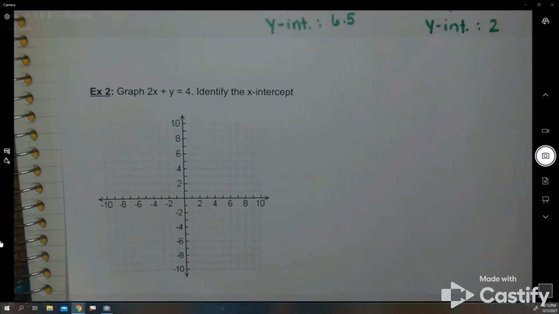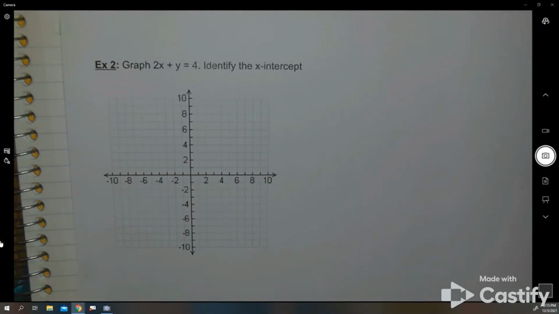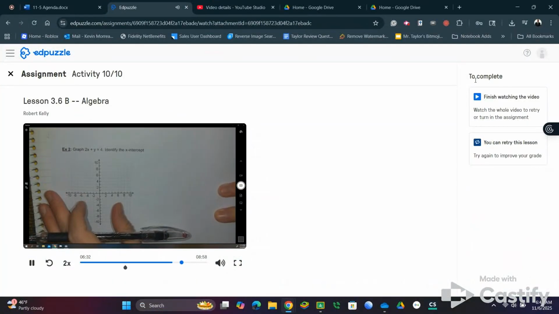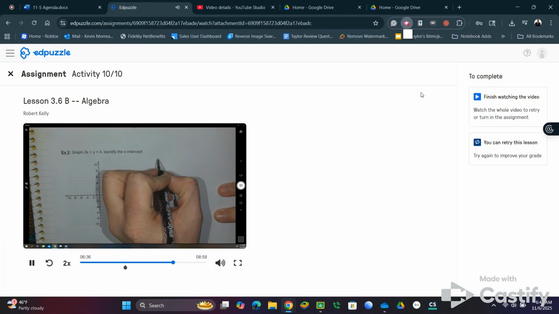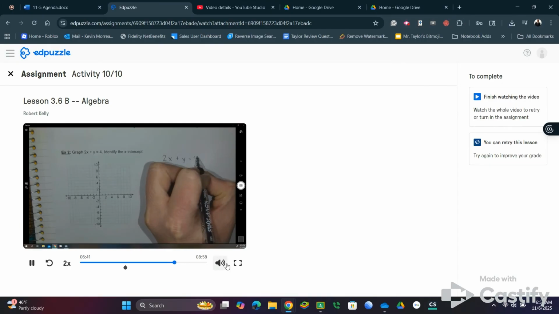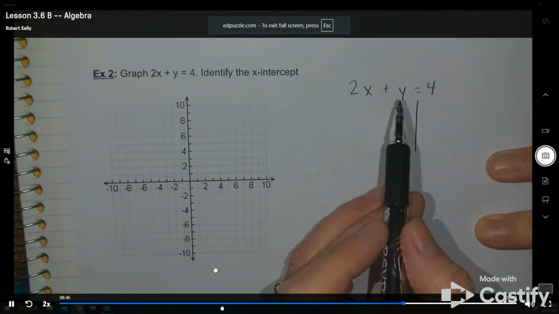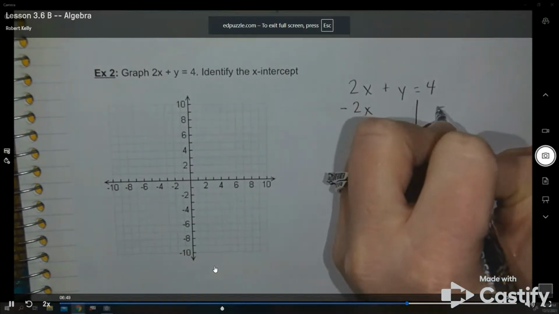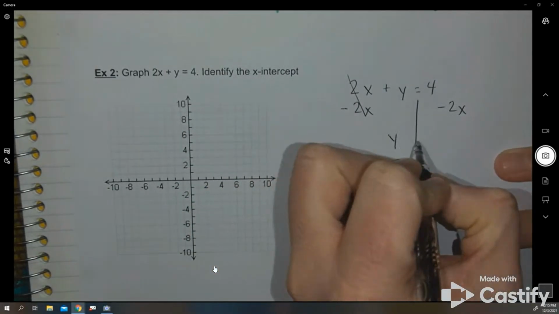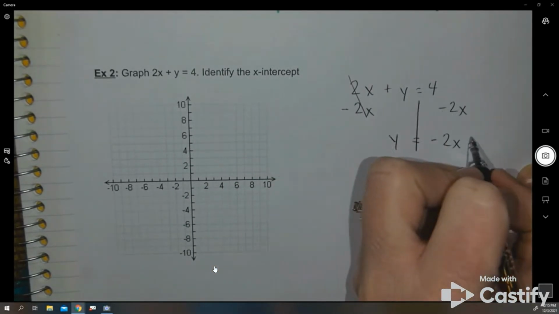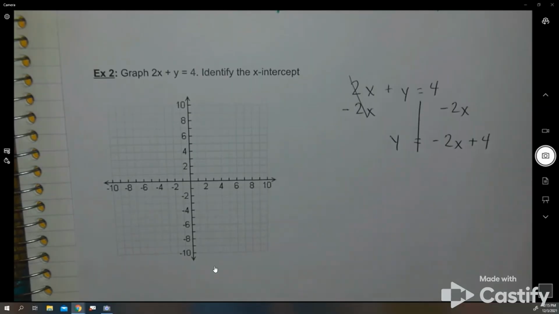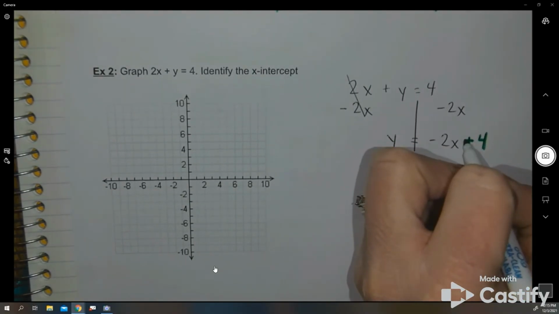For example 2, we have to graph 2x plus y equals 4, and we have to determine the x-intercept. If I want to graph it, based on the information that I know how to use, one option is to get y by itself, and this one won't take too many steps because notice the y is just y. So to get y by itself, we're going to subtract 2x. That gives us y equals negative 2x, and that 4 has nothing in front of it, so plus 4. So what we're noticing is our y-intercept is positive 4.